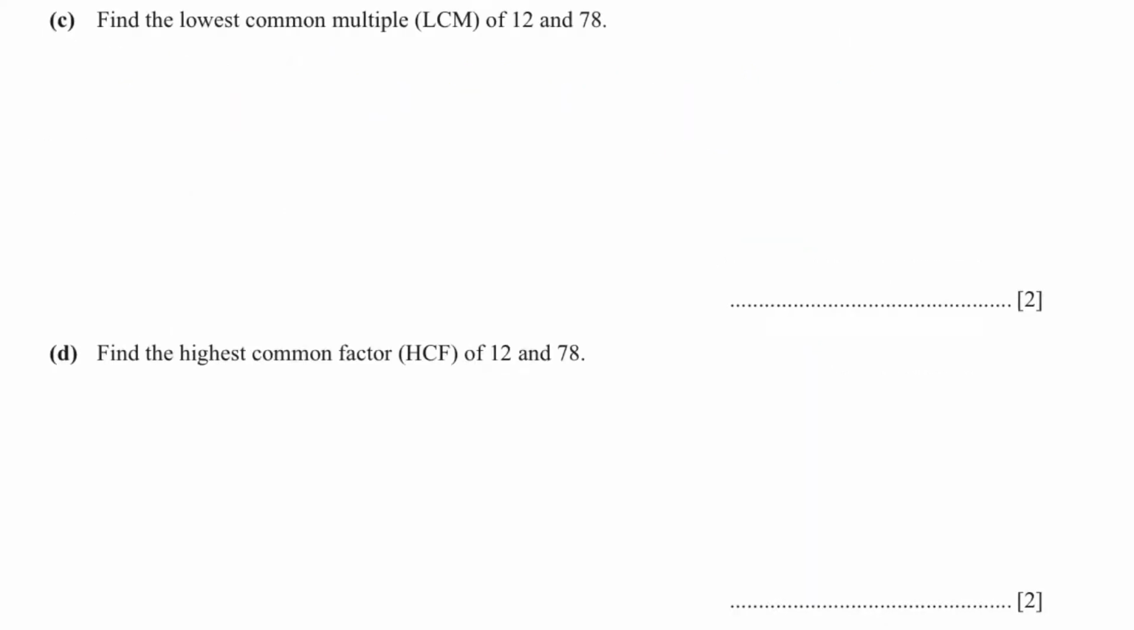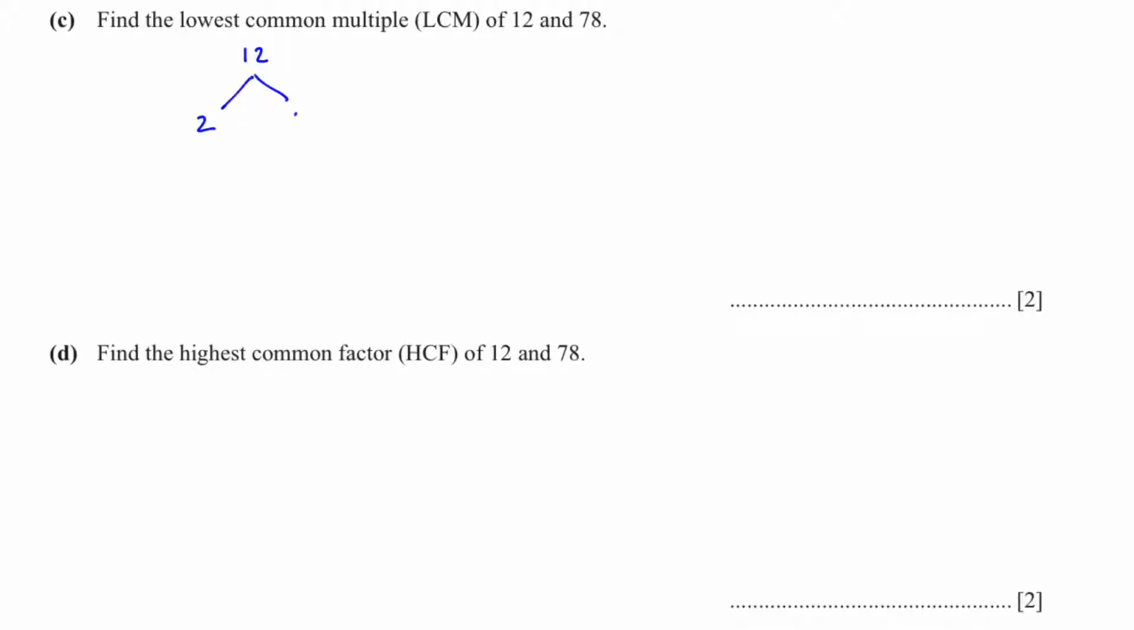Question number C. Find the lowest common multiple of 12 and 78. And in D, we have to find the highest common factor. There are many ways to find the lowest common multiple, but the way which I'm choosing now will help you also in question D. So we write down the factors of 12 in a factor tree.